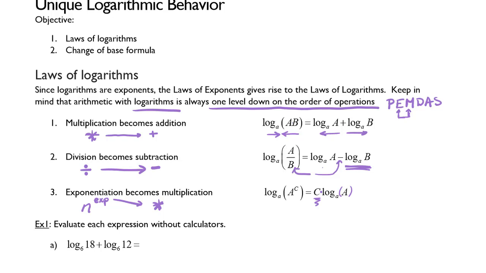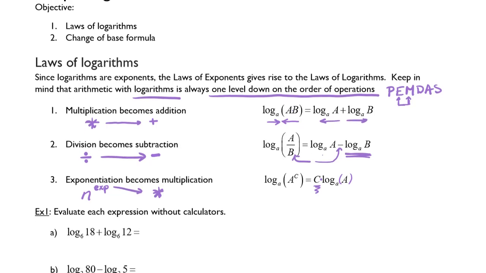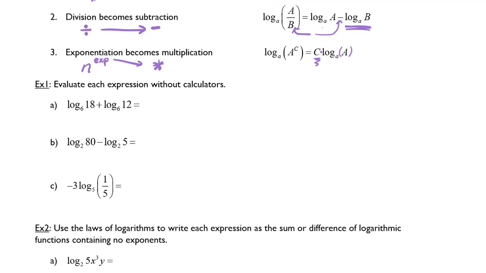So let's give this a try now that we've talked about the rules. Let's give these examples a try. It says to evaluate each expression without a calculator. So we have log base 6 of 18 plus log base 6 of 12. We can rewrite this as log base 6; since the bases match on both these logarithms, we can combine them.